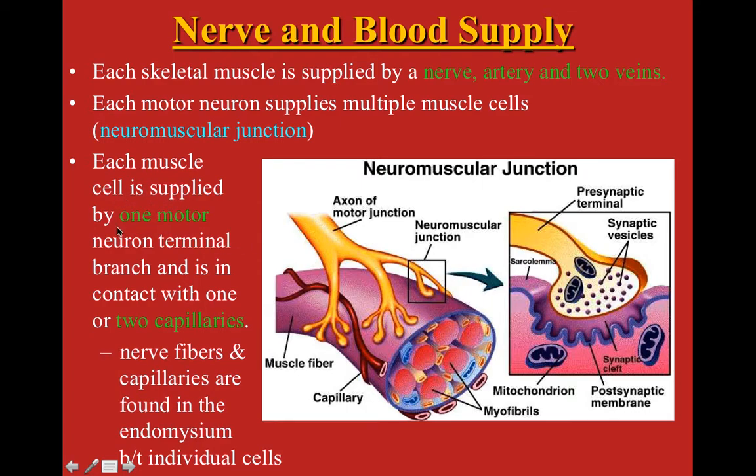Each muscle cell is supplied with one motor neuron terminal branch and is in contact with one or two capillaries. So each muscle has a nerve, artery, and two veins, and then each muscle cell has a motor neuron terminal, so each of these little dudes down here is where there's a muscle cell. And there are one or two capillaries, those blood vessels, either the arteries or the veins, that are taking the blood from the muscle tissue or supplying the blood to the muscle tissue.